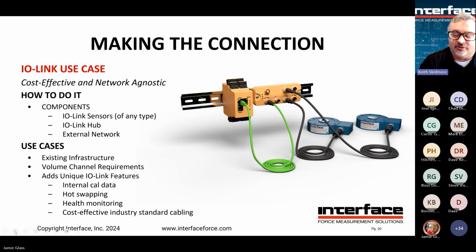And if you don't have special cabling, IO-Link uses a 24-volt differential signal for the data, which is very noise immune, so it's very good in industrial environments. You can hot swap sensors. There's some health and condition monitoring built in, so it's actually a really nice way to integrate sensors into an existing network.